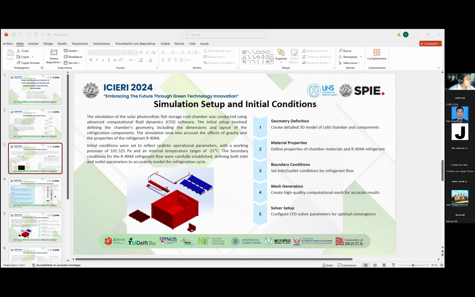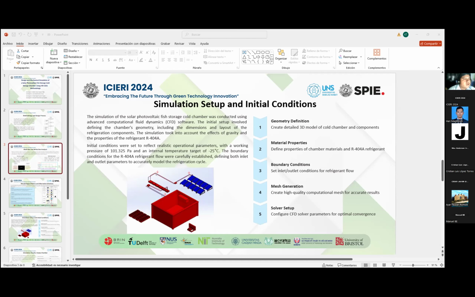Initial conditions were set to reflect realistic operational parameters, with a working pressure, and an internal temperature target of 25 degrees Celsius, the boundary conditions.